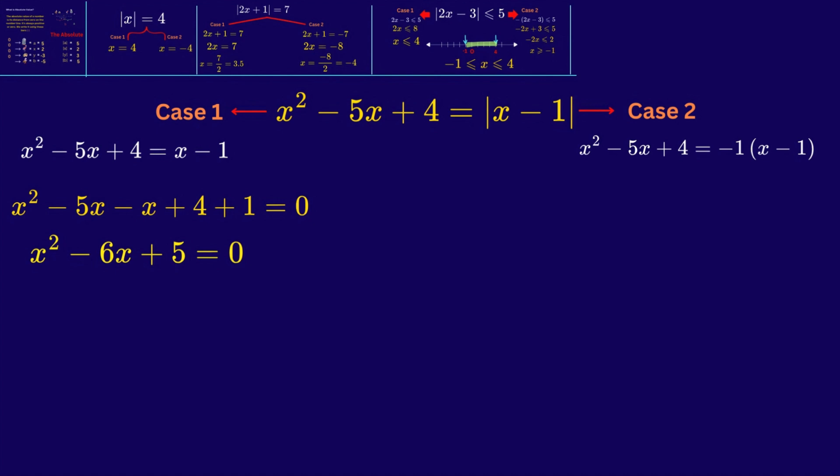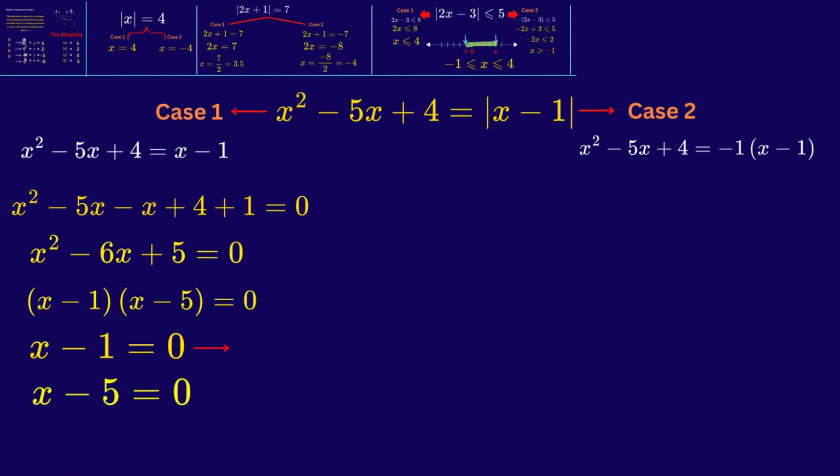We will have x minus 1 multiplied by x minus 5. Let's solve each of these brackets to get x. We will set the first bracket equal to 0 and the next bracket also equal to 0. From the first one we will get x is equal to 1, and from the second one we will get x is equal to 5.